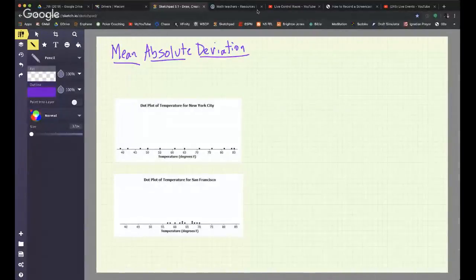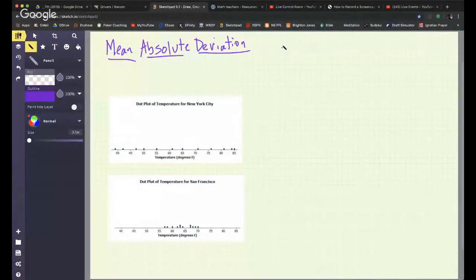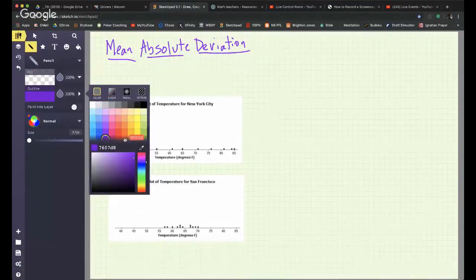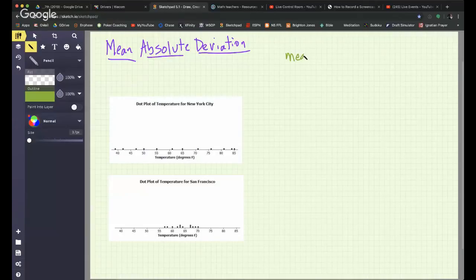Now, in this lesson, we see some data. And again, we've already learned about mean. The mean is a calculation: the mean of a data set is equal to the sum of the elements divided by the number of elements.